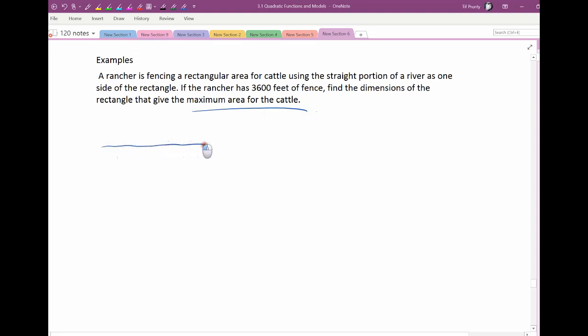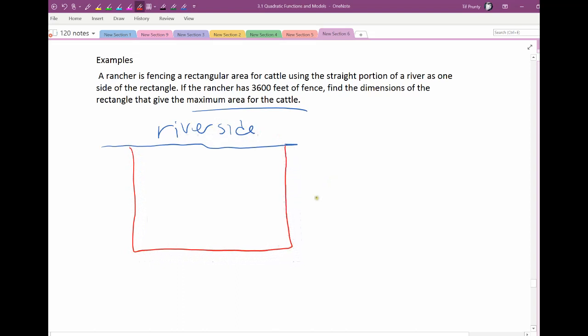So let's assume this is the river side, which means we don't need a fence on that side. Which means we're going to have a rectangular fence here. There's my fence. The red part represents the fence. We have a total of 3,600 feet of fence. That's the red part. This red area, when I add it up, should add up to 3,600.